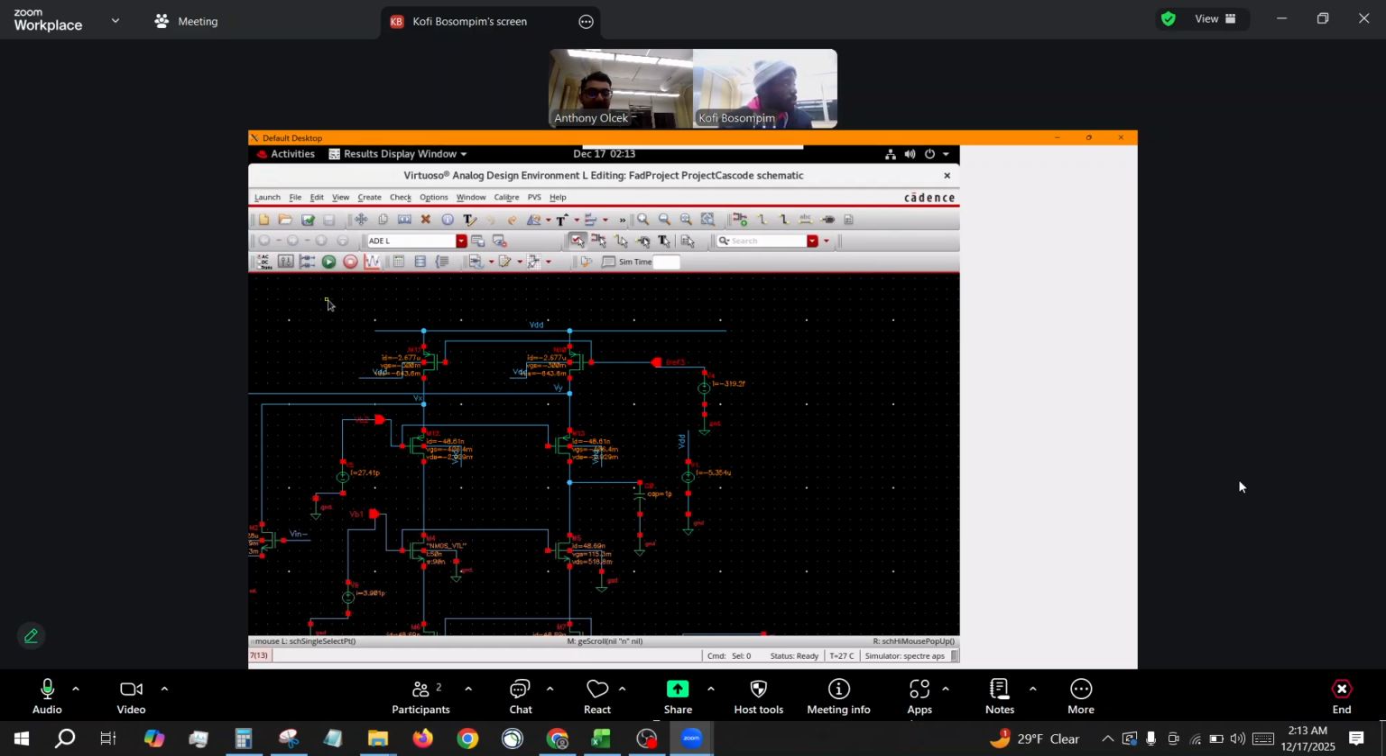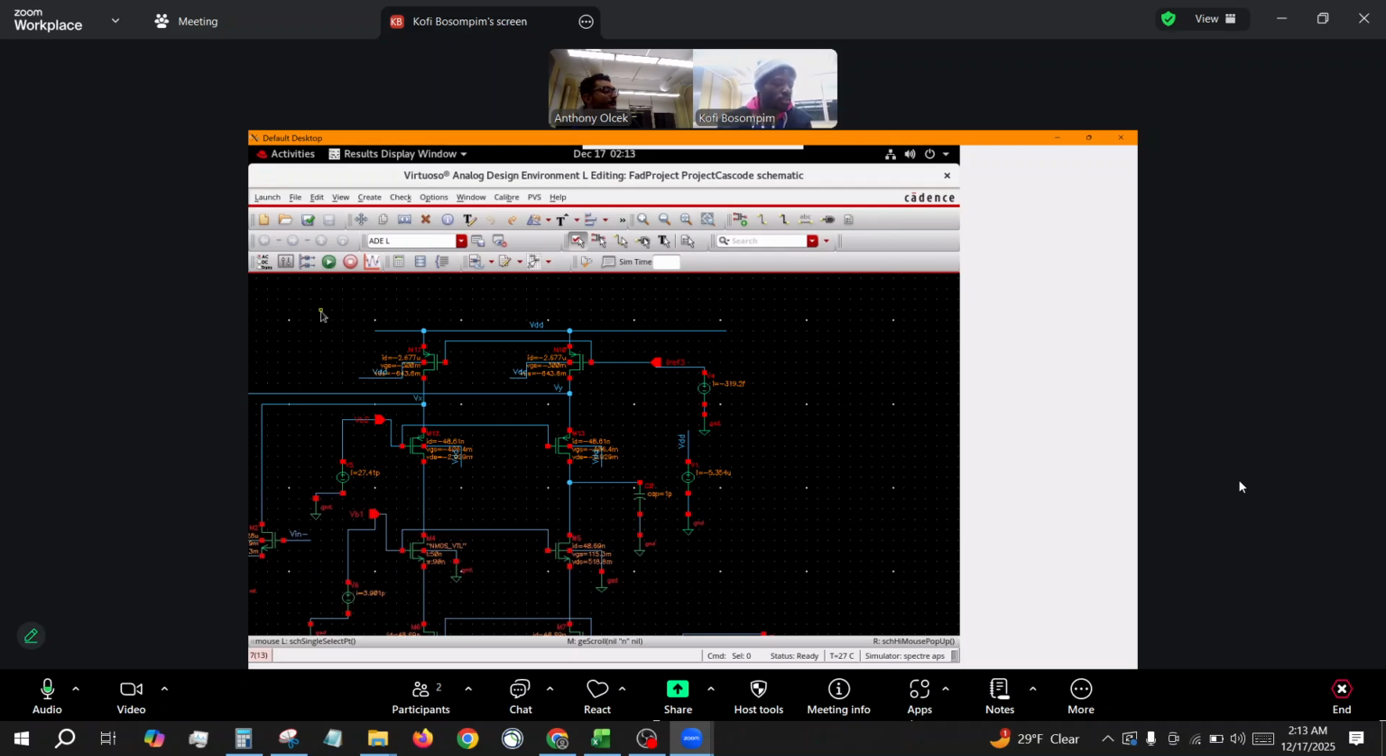Some advantages we found were the very high DC gain and good power efficiency. This was most likely due to the cascoding of the single stage design. Some disadvantages of this were the limited output swing and there were some stability issues.